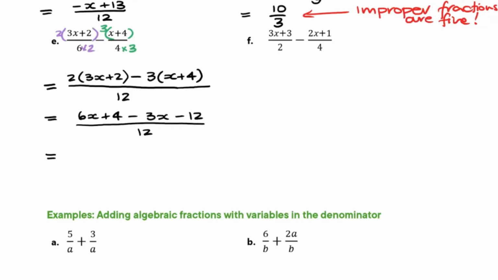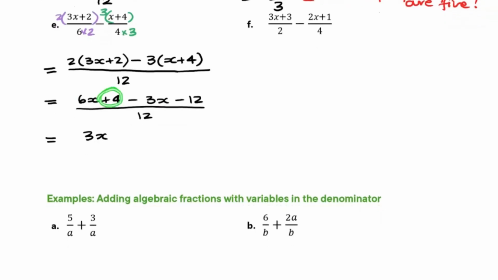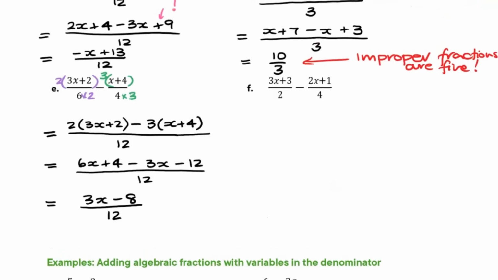We've got some like terms here. We've got 6x minus 3x, so that's going to give us 3x. And then we have 4 minus 12, and that gives us negative 8. And that's still all over 12. Fabulous. Okay, this next one, lowest common denominator is going to be 4.